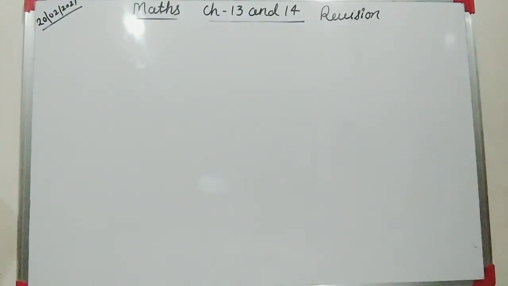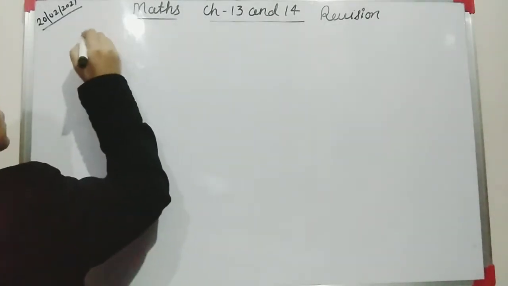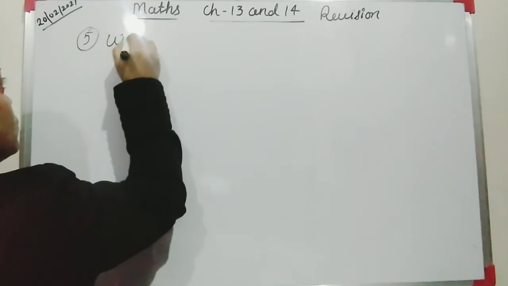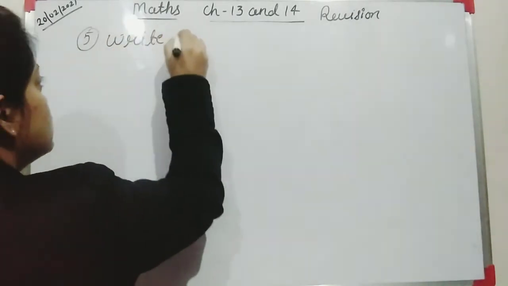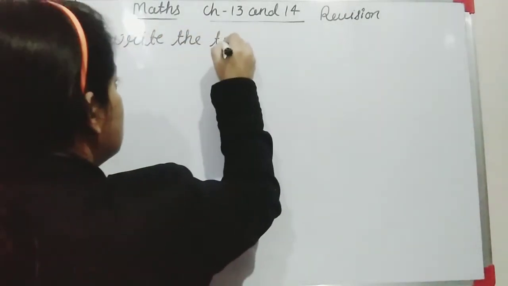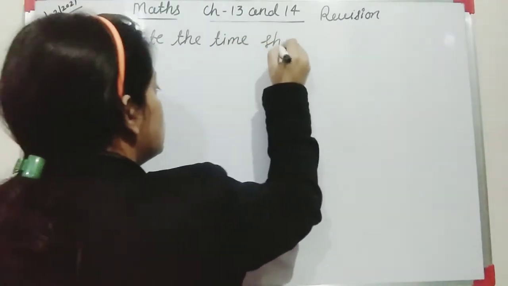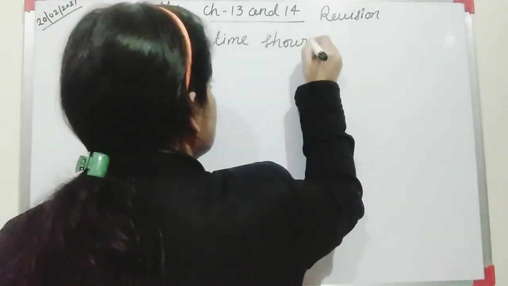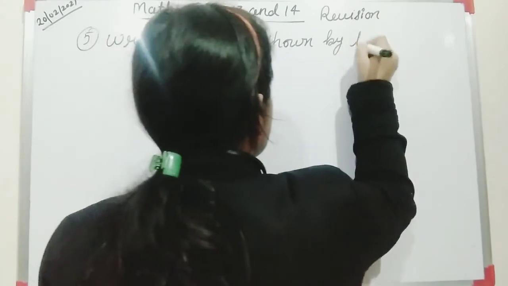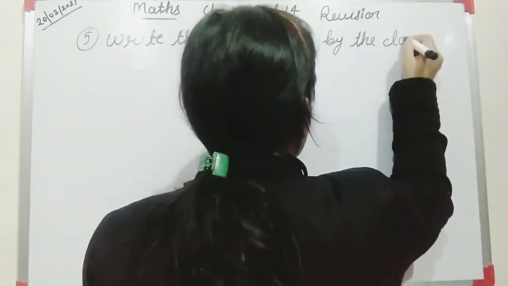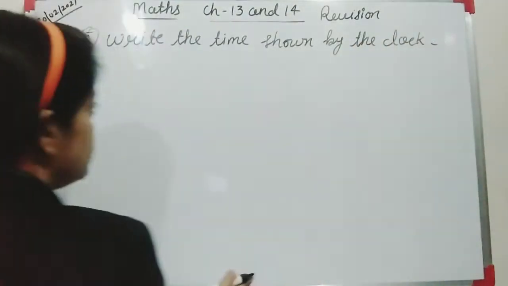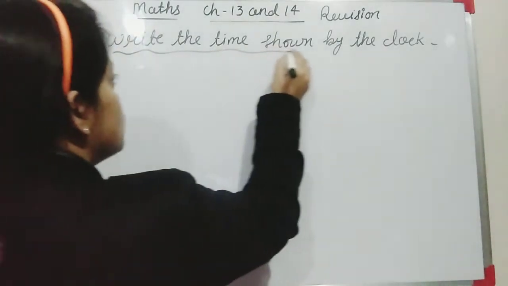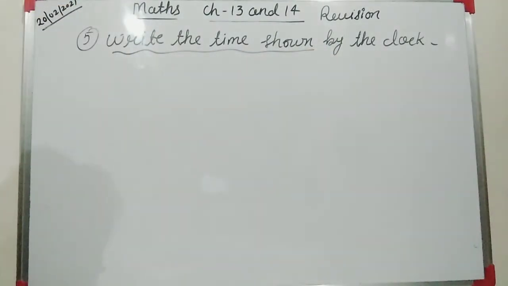Write the time shown by the clock. Now question number 5. Okay, dear students. So I am going to make clocks here.